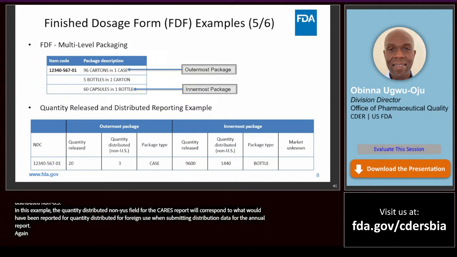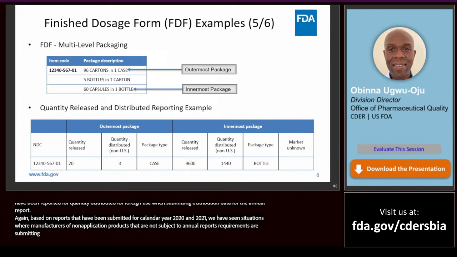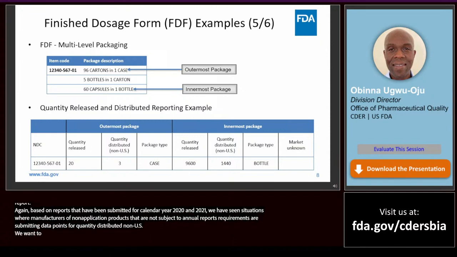Again, based on reports that have been submitted for calendar year 2020 and 2021, we have seen situations where manufacturers of non-application products that are not subject to annual report requirements are submitting data points for quantity distributed non-US. We want to emphasize that this field should only be used for application products where applicable.